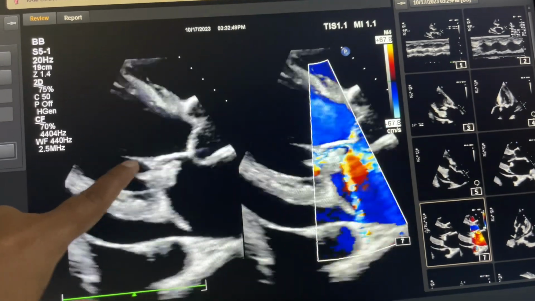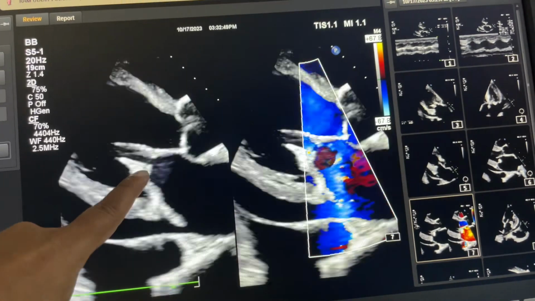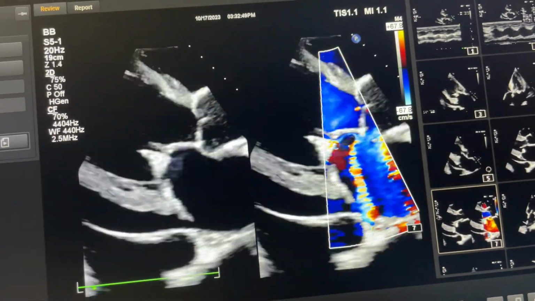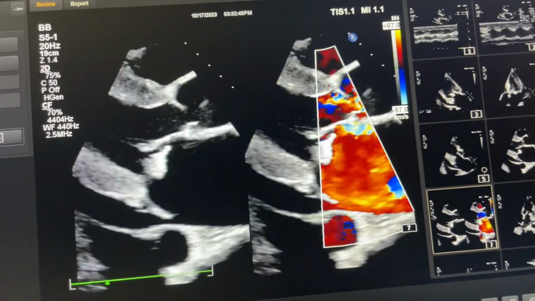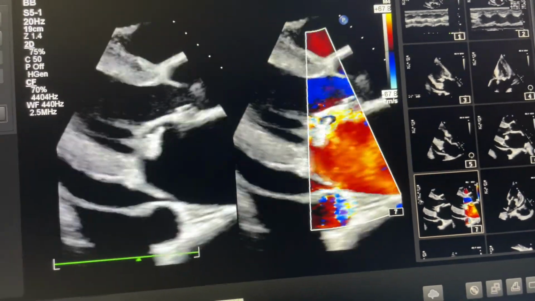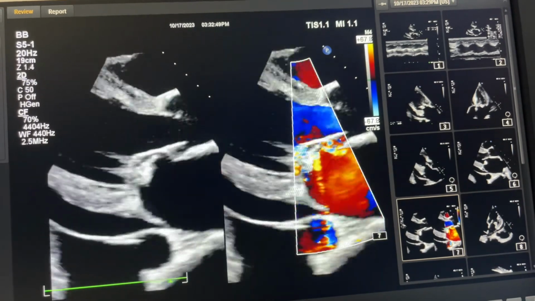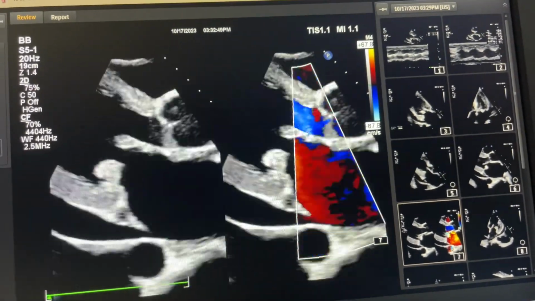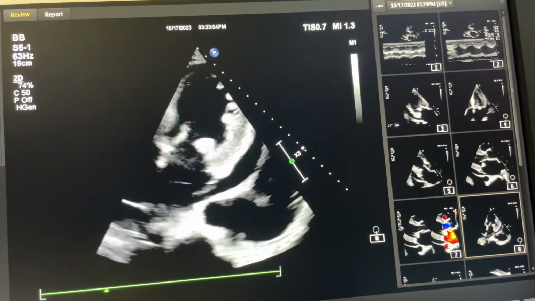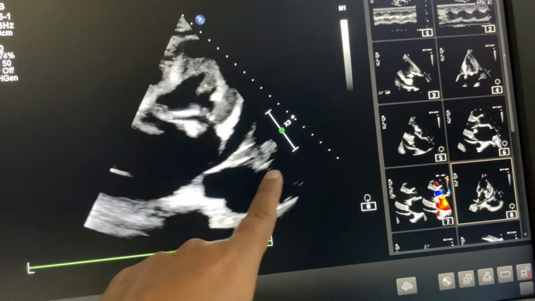This is fibroelastoma of PML leading to severe MR. Obviously PML is getting flail due to this tumor, causing severe MR, direction of MR is anteromedially directed. Anteriorly directed, so auscultation wise it is likely that we get it confused with aortic stenosis murmur. Again you see this is pericardial effusion, this is pleural effusion.